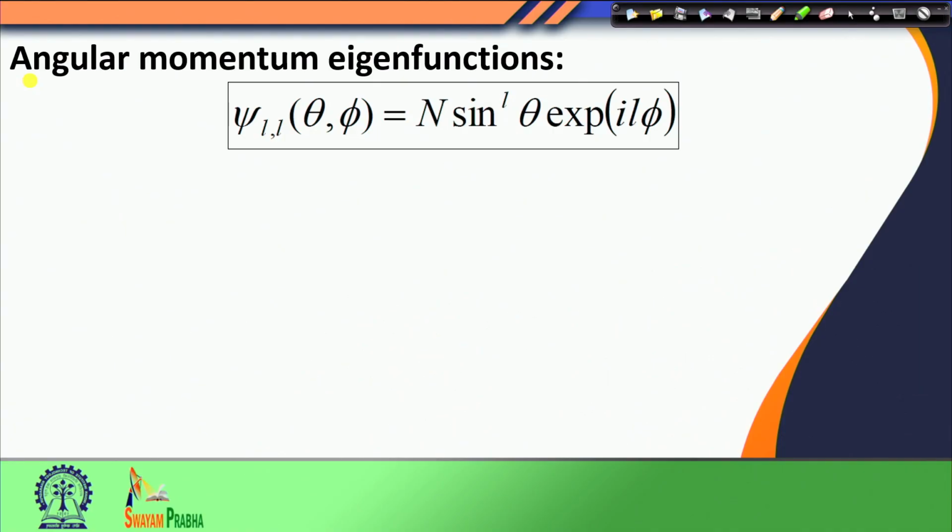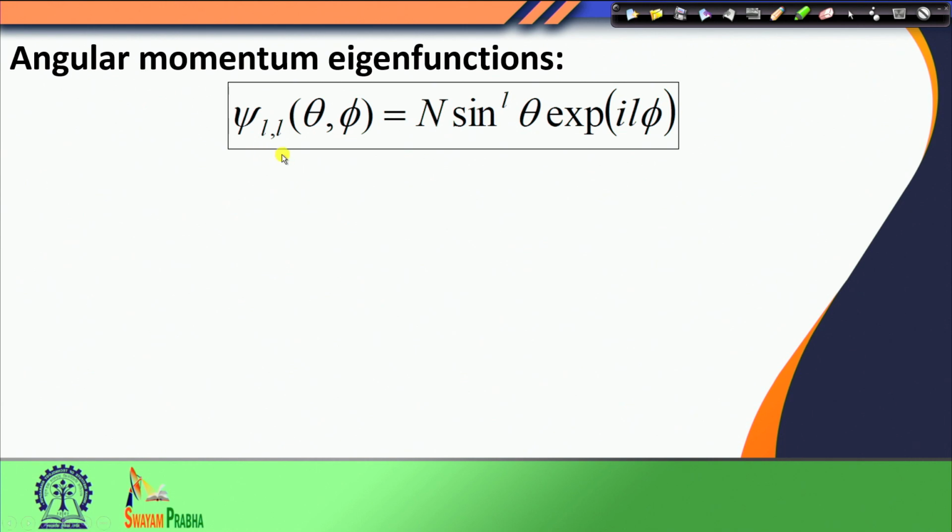Hello students, welcome to today's lecture. In the last few classes, we have been discussing the angular momentum operator and its eigenfunctions. We have expressed the angular momentum operator both in Cartesian coordinates and in spherical coordinates, and by defining the operators in spherical coordinates, we have also come to a situation of writing down the angular momentum eigenfunctions in spherical coordinates.